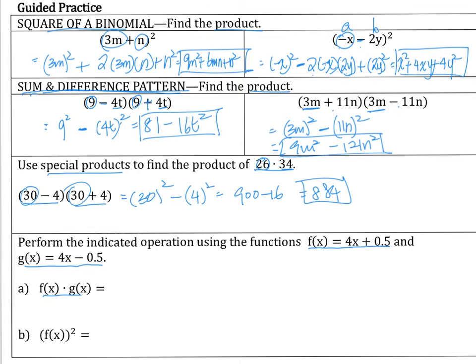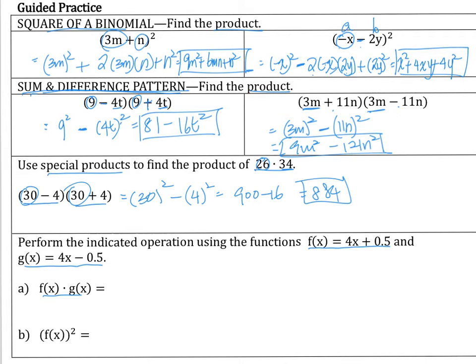And the other one, f of x, is 4x plus 0.5, and then we're gonna square this. Okay, now we can use the binomial pattern and expand this. So I'm gonna take 4x, I'm gonna square it, I'm gonna double 4x times 0.5, and I'm gonna take 0.5, I'm going to square this. So I get 16x squared plus 4x plus 0.25.